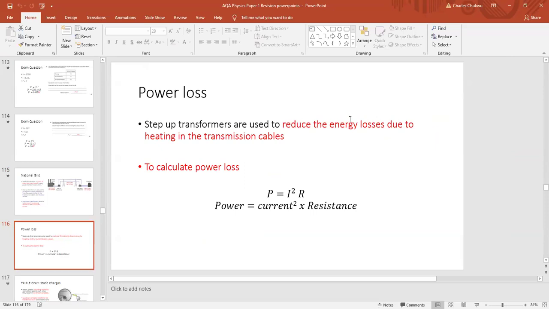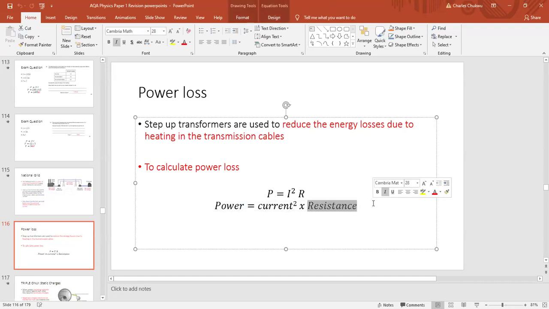We've talked about the step-up transformer reducing the energy losses due to heating. I've said that to calculate power loss, you use current times the resistance of the wire. That's how you calculate the power that's lost in the course of transmission. So we're not saying that it will eliminate it. Take note of the word reduce. It doesn't take it out of the equation totally.